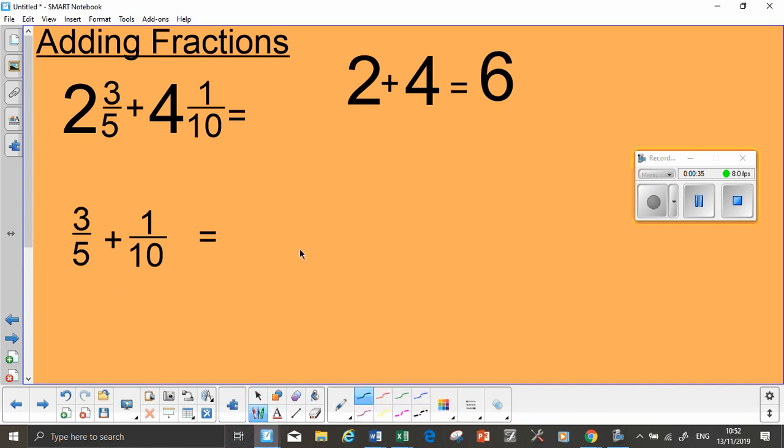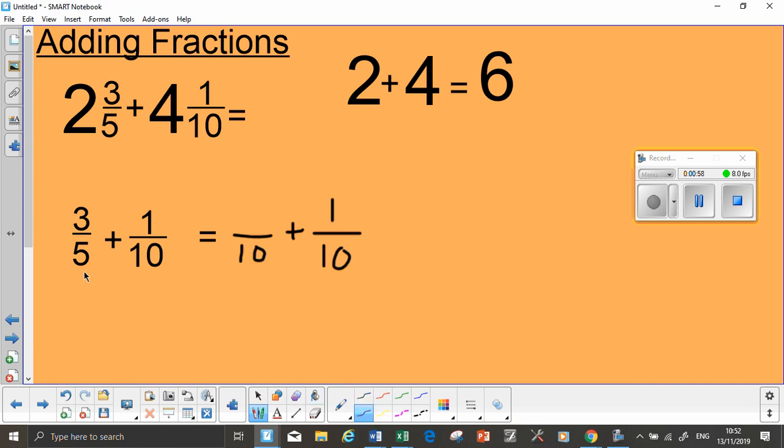Okay, so you need to say to yourself, what is your lowest common denominator for 5 and 10? So that is going to be 10. So 10 is both a multiple of 5 and 10. So you're going to convert these fractions so they're both over 10. Now, because 1/10 is already over 10, that's not going to change.